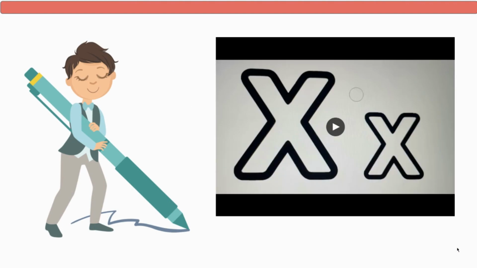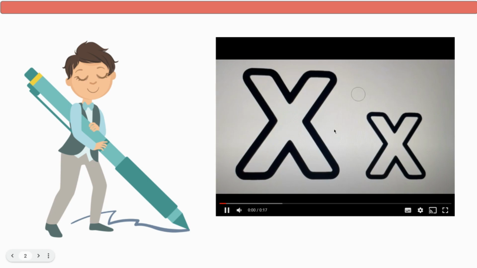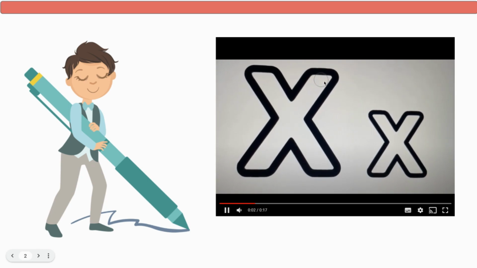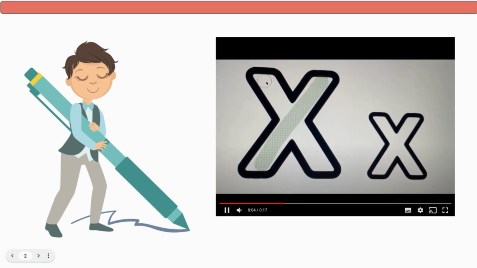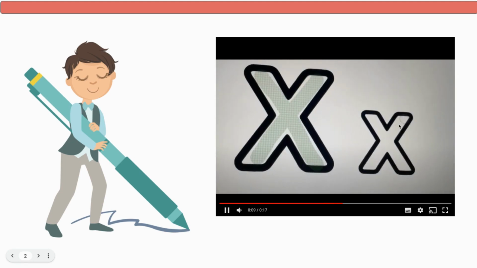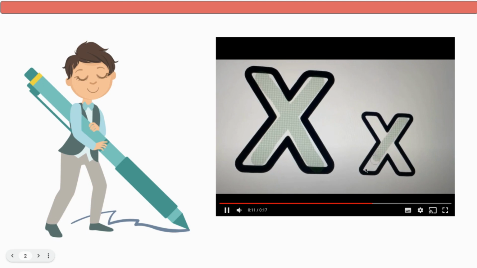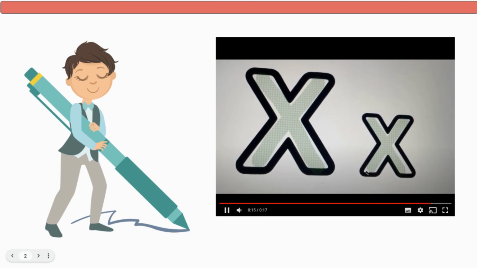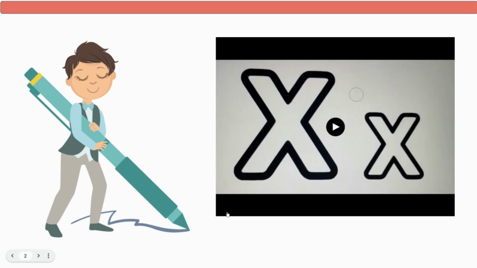Please take a pen or a pencil and let's try to write the letter X. Uppercase X and lowercase x. Well done!